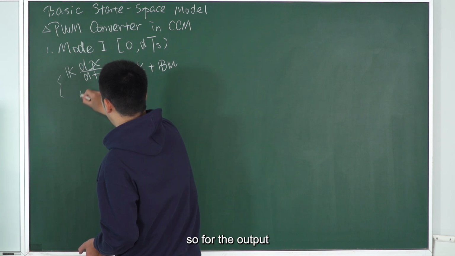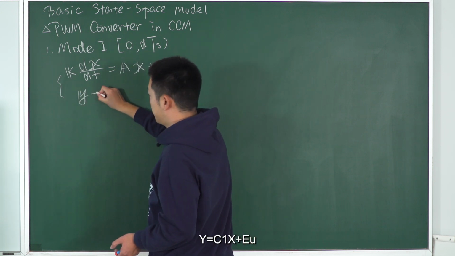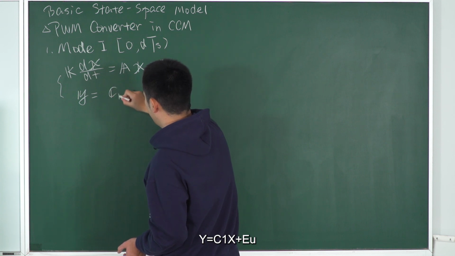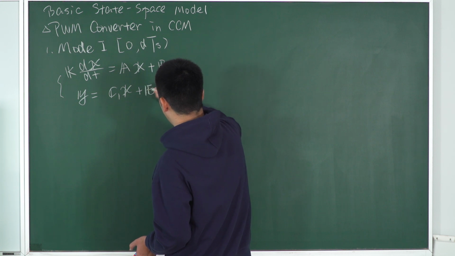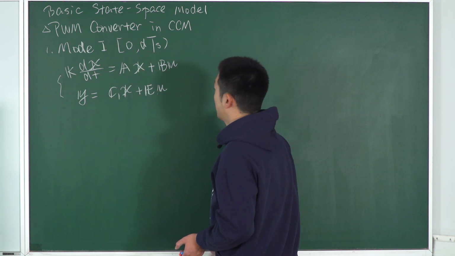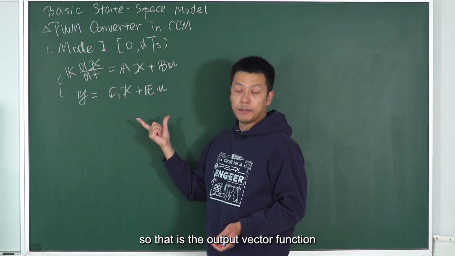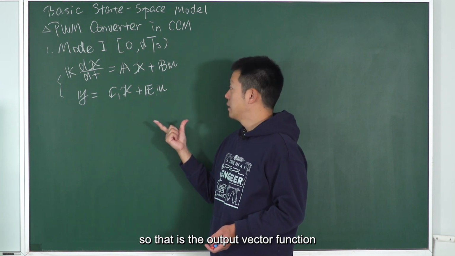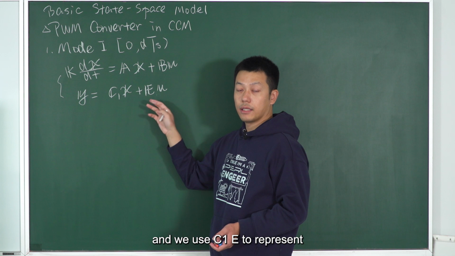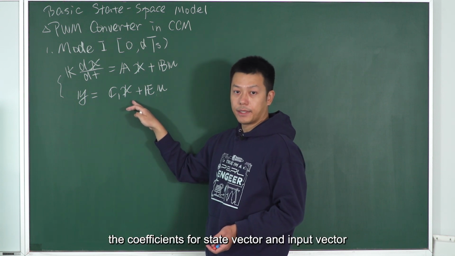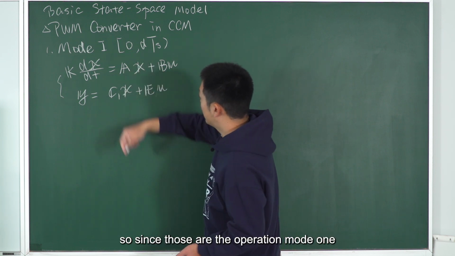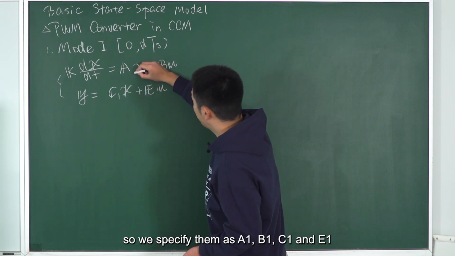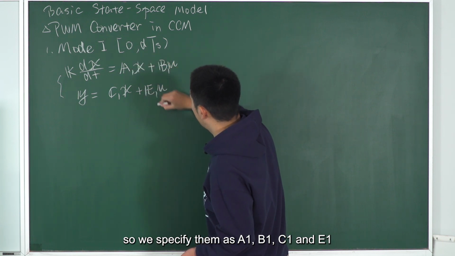For the output, y equals C1 x plus E1 u. So that is the output vector function, and we use C and E to represent the coefficients for the state vector and input vector. Since those are for operation mode 1, we specify them as A1, B1, C1, and E1.